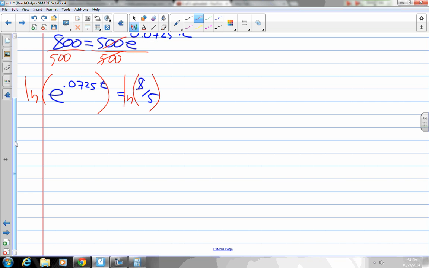But by the property that I just wrote a minute ago, the left-hand side just explodes and gives me 0.0725t equals natural log of 8/5. Natural log of 8/5 is a constant that I can compute. I can plug it in my calculator. I have a natural log button. And all of a sudden, this is a linear equation, right? I have a constant times a variable equals some other constant. In order for me to solve for the variable, I need to divide both sides by the constant in front of that variable.